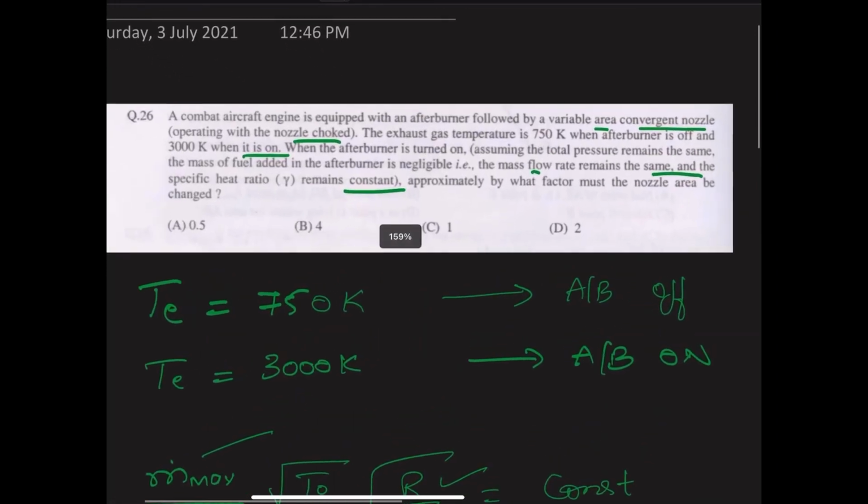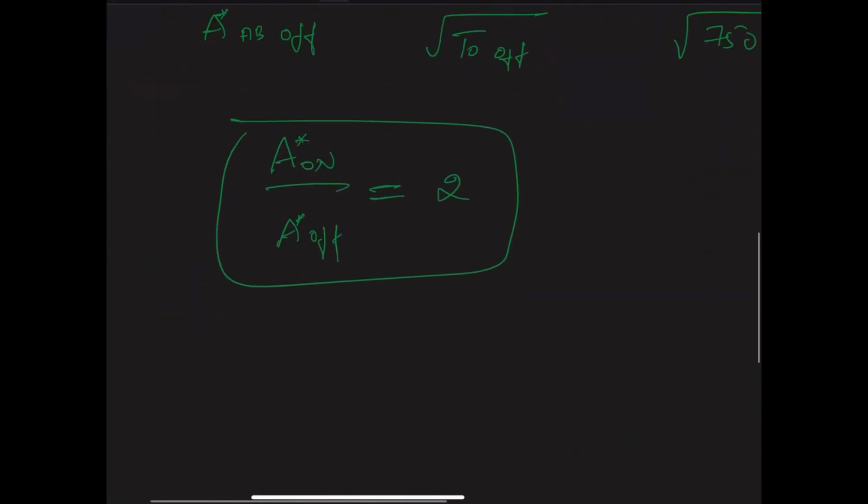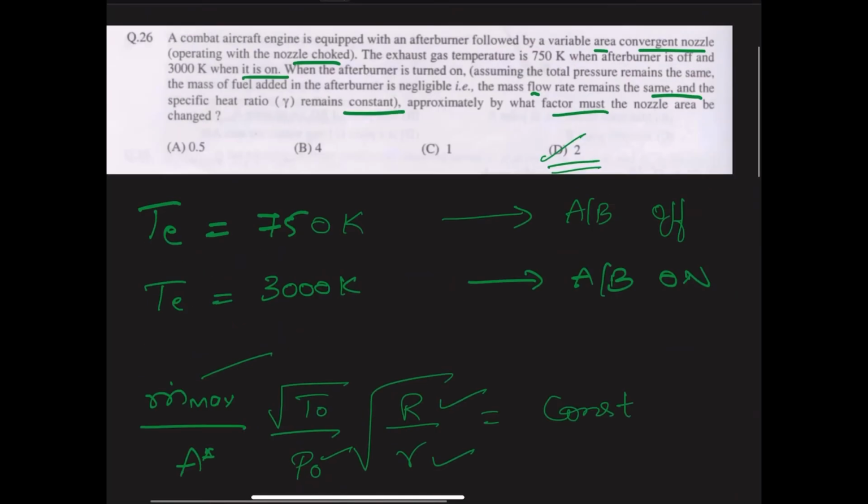So the answer for this question is option D, 2. So this is the factor. By what factor must the nozzle area be changed? They are telling that when the afterburner is on, by what factor should your nozzle area be changed? By 2 times what it was when it was off. So the answer is option D, 2.